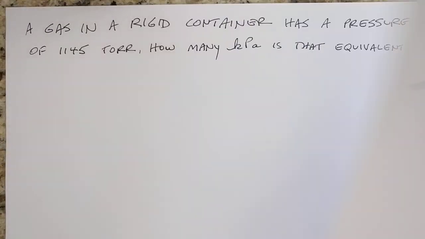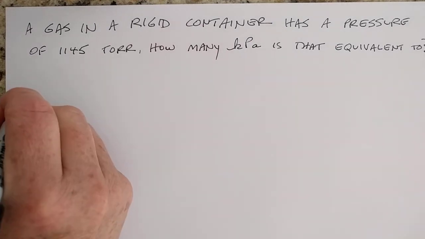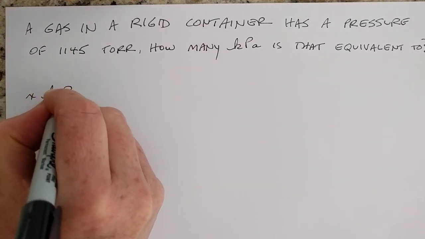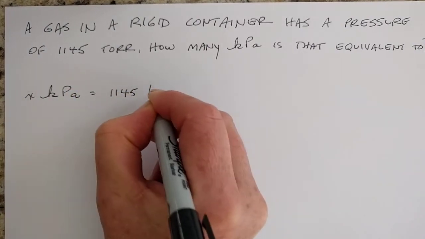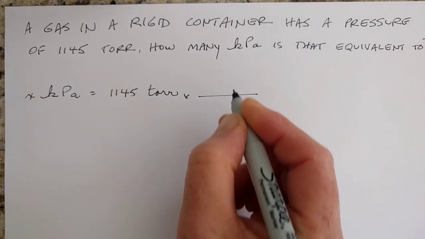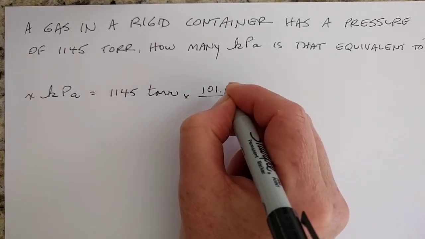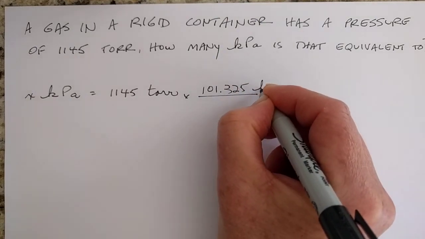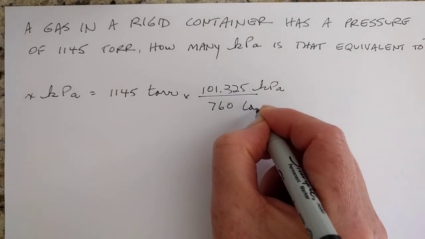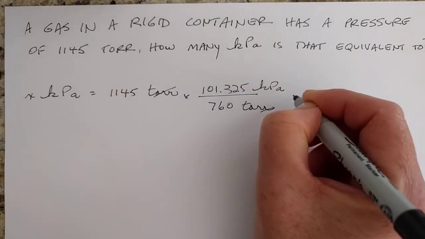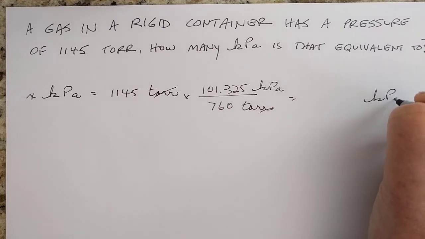All right, we'll just do one more real quick. Okay, a gas in a rigid container has a pressure of 1145 torr. How many kilopascals is that equivalent to? All right, X kPa equals 1145 torr times, check our list, there are 101.325 kilopascals in every 760 torr. Cancel out the torr. We have the unit that we want.